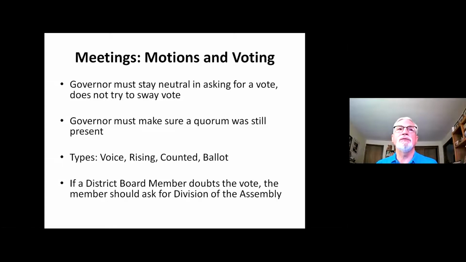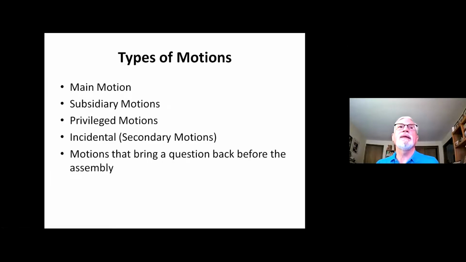There are different types of votes, and they could be voice, rising, counted, or ballot votes. If a district board member doubts the vote, the member should ask for a division of the assembly or some sort of physical manifestation of the votes. But it's initially up to the governor to determine whether or not by voice a motion has a majority vote. The types of motions are main motions, subsidiary motions, certain privileged motions, incidental motions, and then motions that can bring a question back before the board. So let's take a look at some of those concepts.